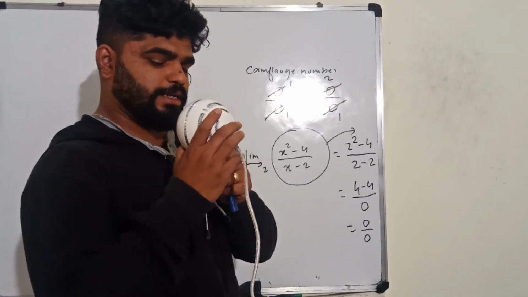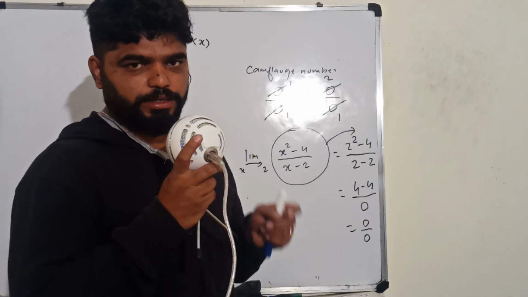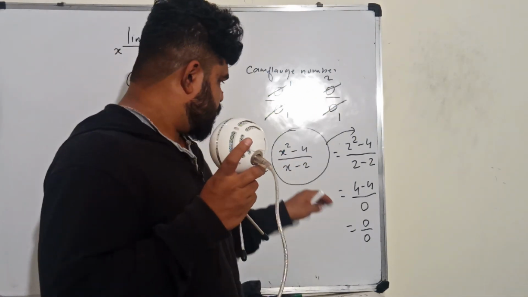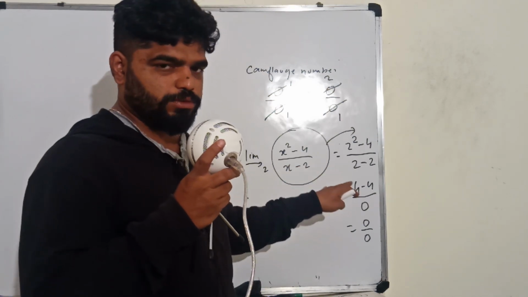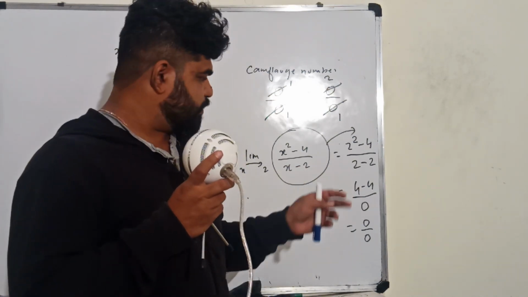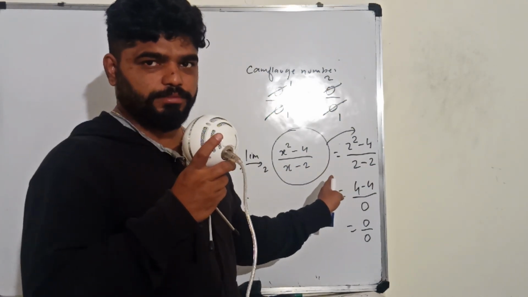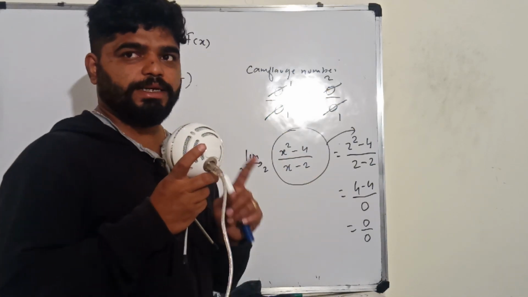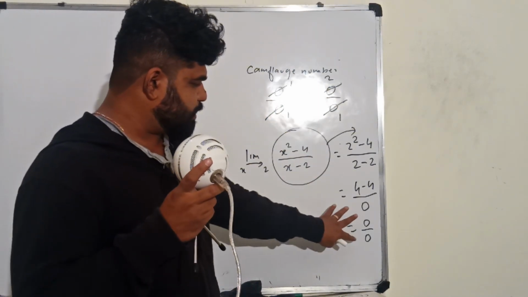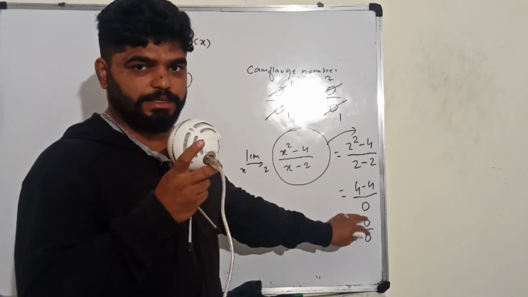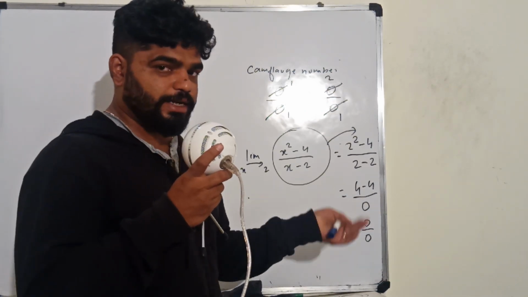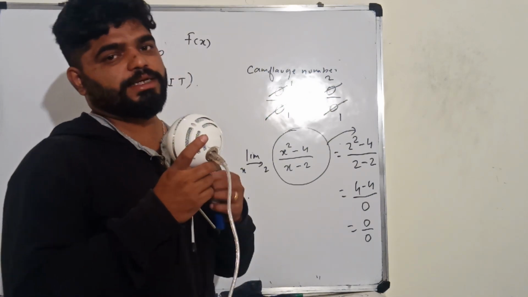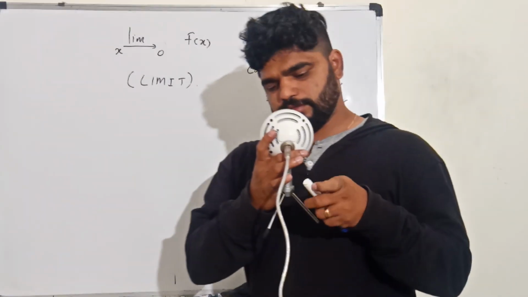What does that mean? It means two things. Either you are ready to believe that x square minus 4 upon x minus 2 will move to any number, or you have to be ready to believe that there is some number that this mathematics is hiding behind this camouflage number. So can we find this camouflage number or not? That is our quest in limits.